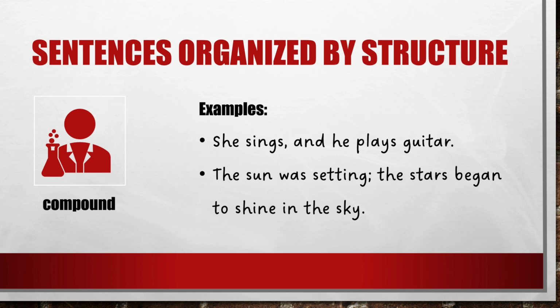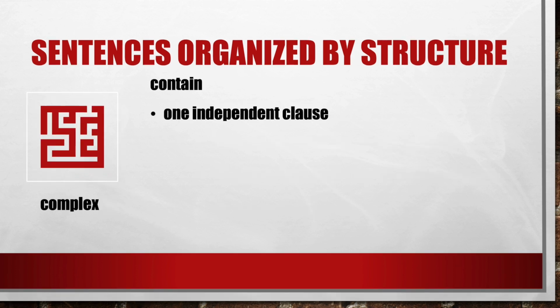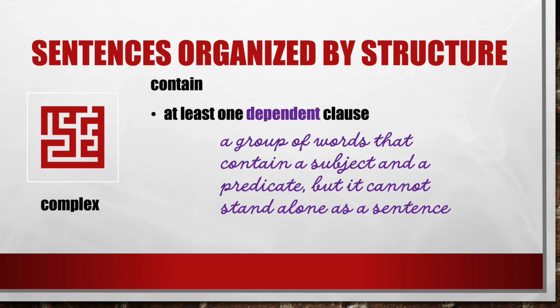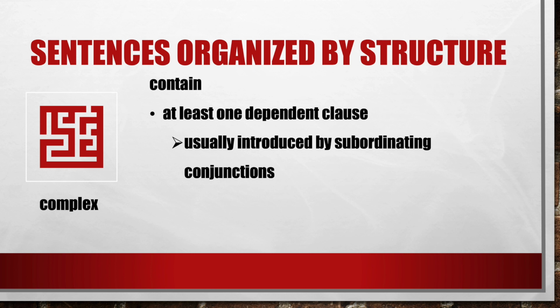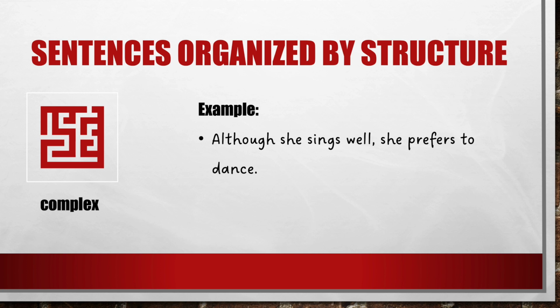The third type of sentence we'll look at today is a complex sentence. These are sentences that contain one independent clause and at least one dependent clause. This is a group of words that contain a subject and a predicate, but it cannot stand alone as a sentence. That's a dependent clause. Dependent clauses are usually introduced by subordinating conjunctions such as because, although, and while. An example of a complex sentence would be, although she sings well, she prefers to dance.